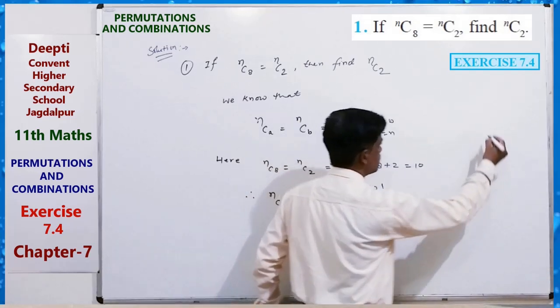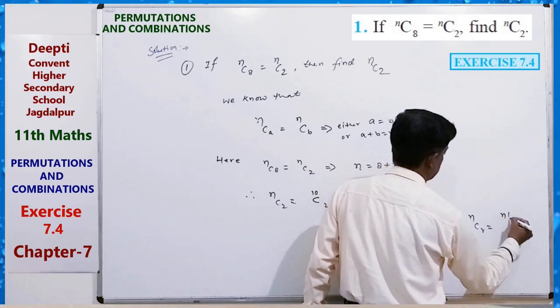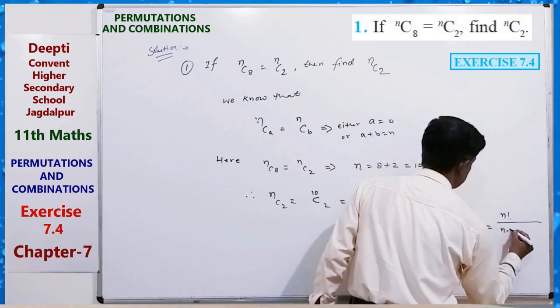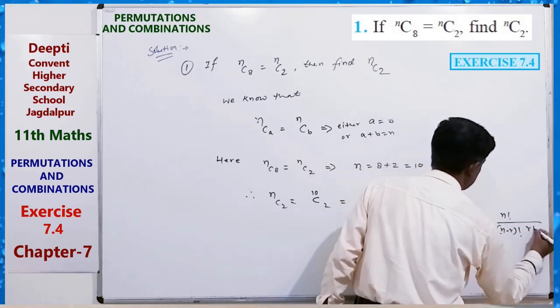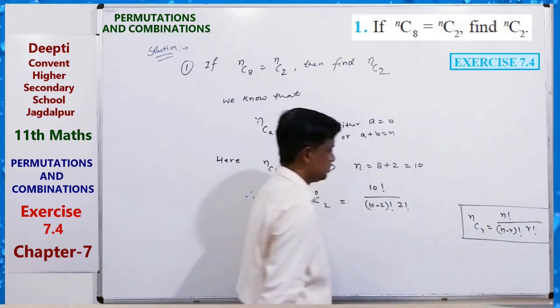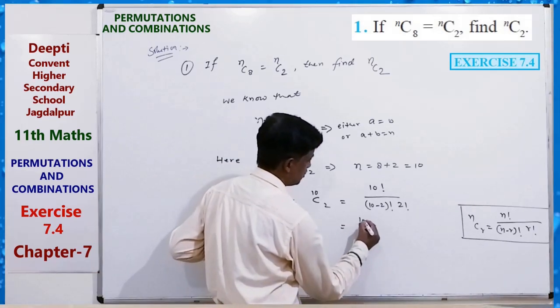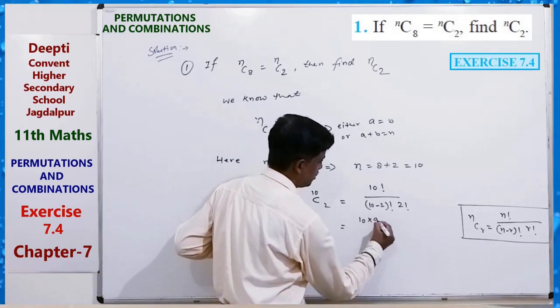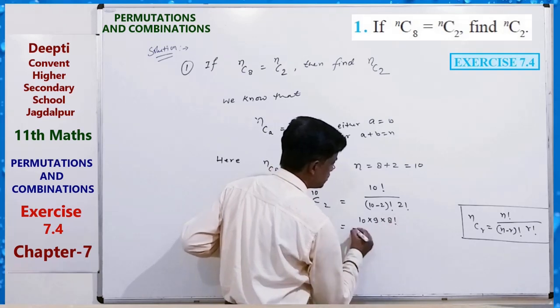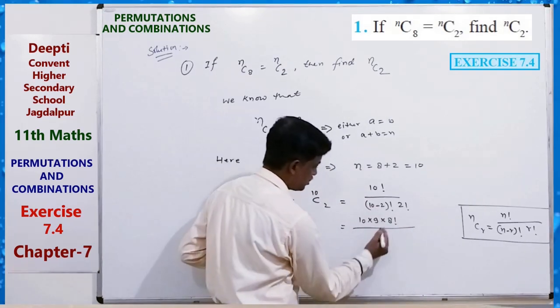This is the formula: nCr equals n factorial upon n minus r factorial and r factorial. So using this formula we can write this equals 10 into 9 into 8 factorial. By using factorial notation, we can write 10 into 9 into 8 factorial, here 10 minus 2 is 8 factorial.